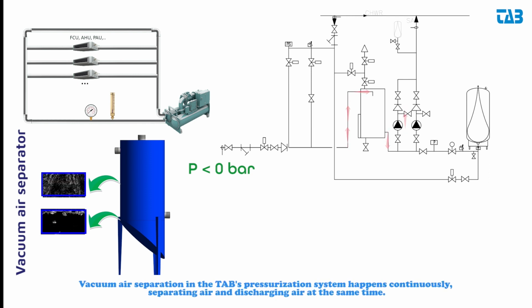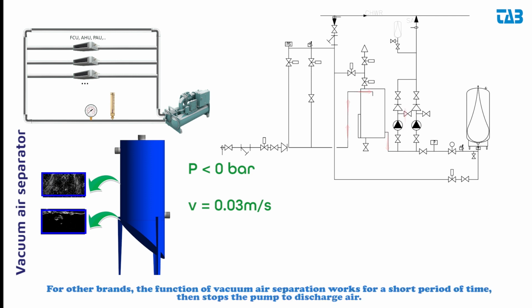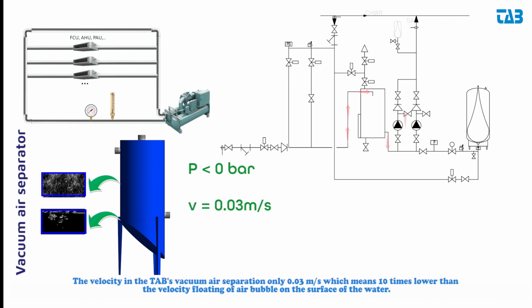Vacuum air separation in the TB pressurization system happens continuously, separating air and discharging air at the same time. For other brands, the function of vacuum air separation works for a short period of time, then stops the pump to discharge air. The velocity in TB's vacuum air separation is only 0.03 meters per second, which is 10 times lower than the floating velocity of an air bubble on the surface of the water.